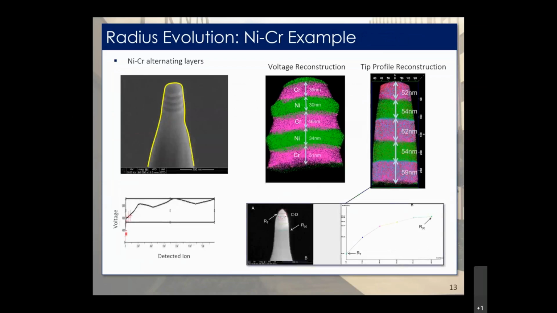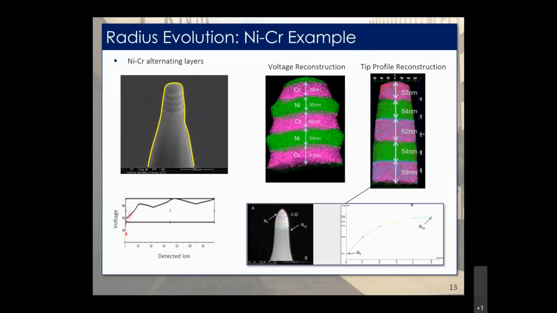Now, to show an example of how these different radius evolutions can affect your reconstruction, we can take an example. This one's from Kamika, where they've taken a known standard of nickel chromium in alternating layers. And you see on the bottom left the voltage profile of such an experiment. You can see that it varies quite a bit going up and down. It's not constant or uniform. And this is because the different layers, the chromium and the nickel, have different evaporation fields.